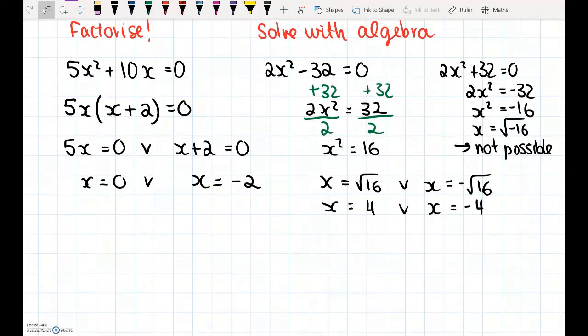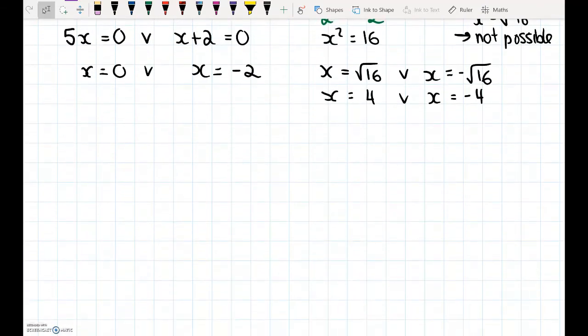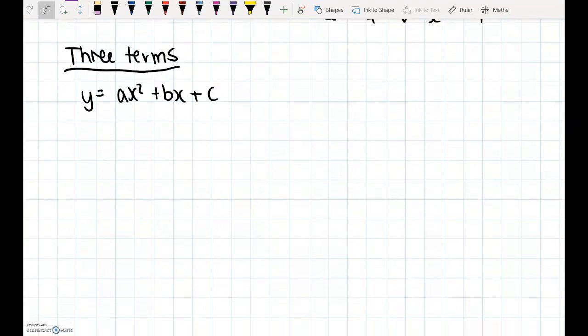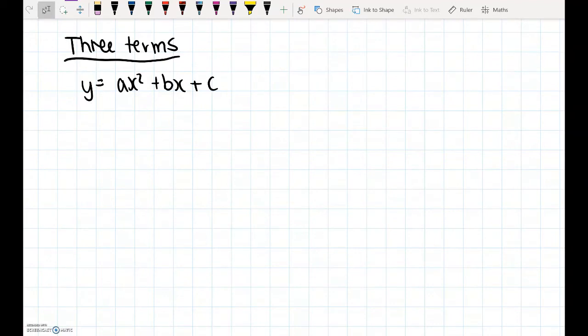All right, the other situation is when we have three terms. Okay, so we can also have three terms in our quadratic equation. So that would be either y equals ax squared plus bx plus c, or something similar. Okay, so quite often the a term will be a 1, and that makes it a lot easier. Now, strategies for when there's three terms.